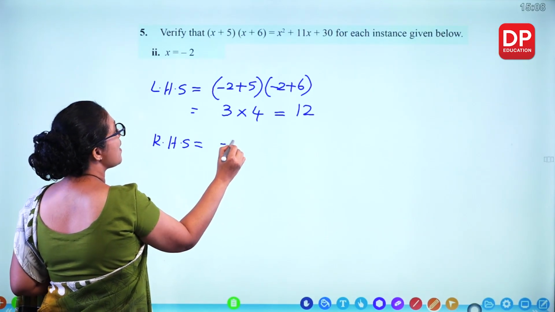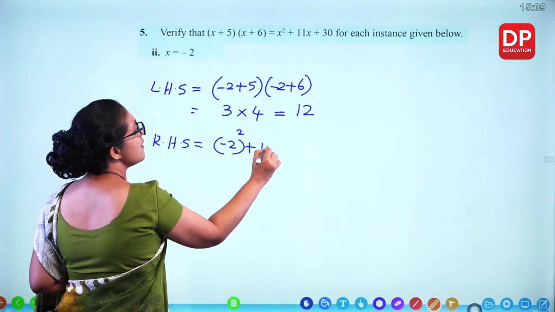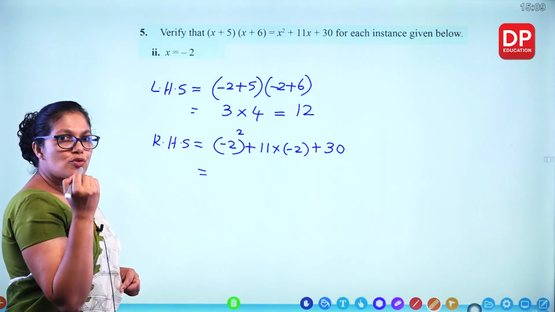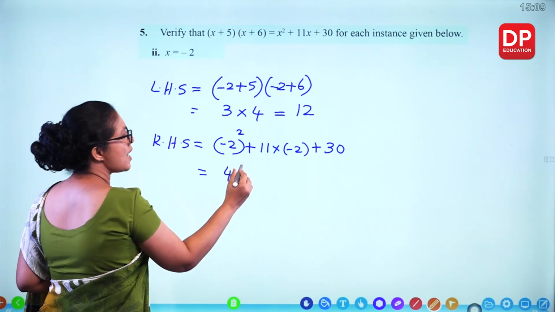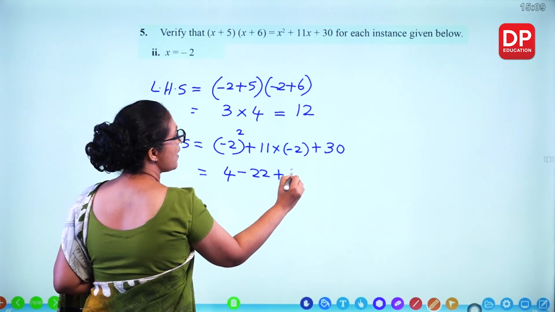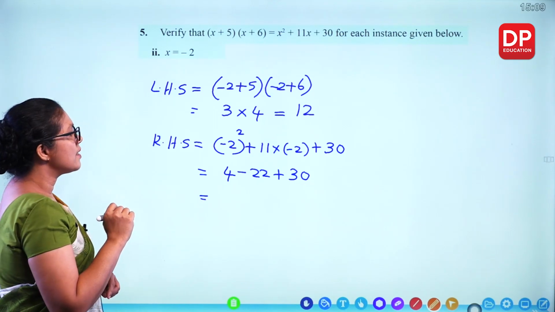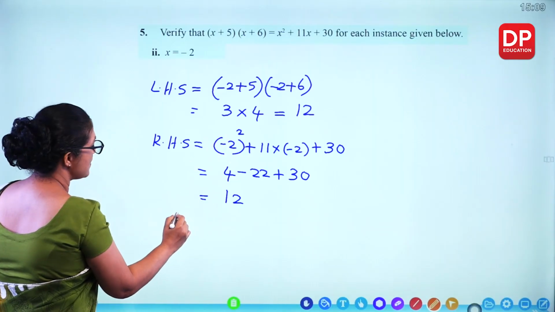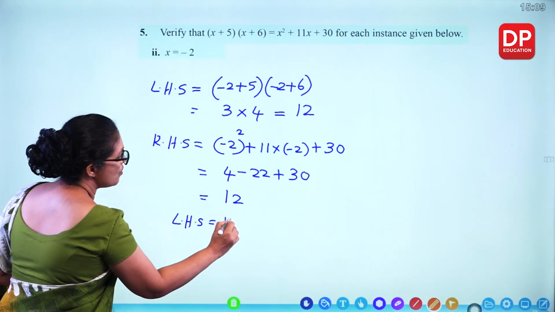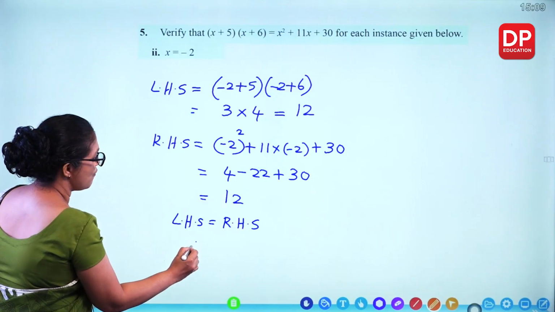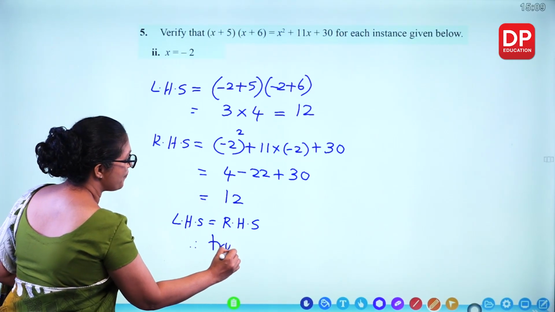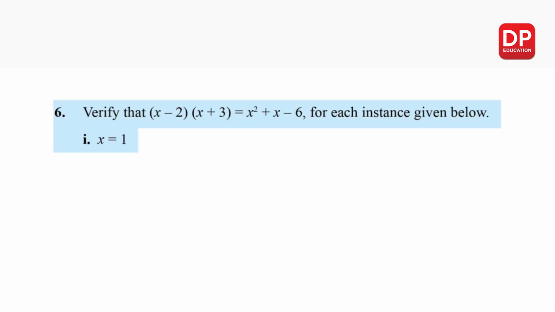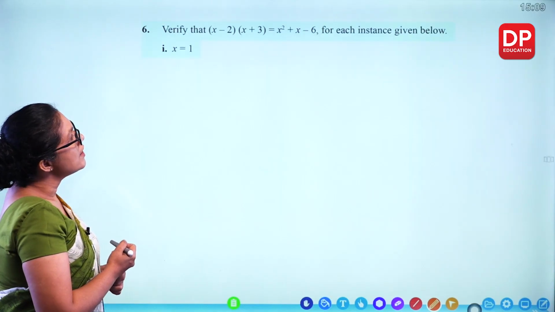X squared, that means minus 2 squared plus 11 times minus 2 plus 30. Minus 2 squared is 4. 11 times minus 2 is minus 22, plus 30. 30 minus 22, you get 8. 8 plus 4, 12. So left hand side is equal to right hand side. So therefore, we can say true for x equals minus 2.